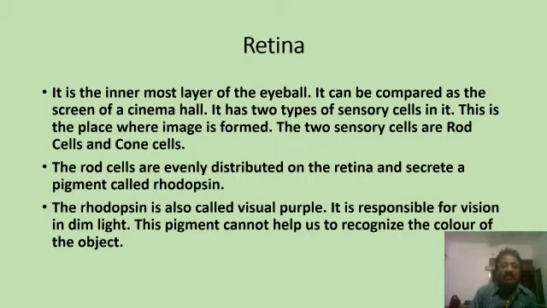The rod cells are evenly distributed on the retina and secrete a pigment called rhodopsin. The rhodopsin is also called visual purple. It is responsible for vision in dim light. This pigment cannot help us to recognize the color of the object. We get vision in black and white, and it functions in dim light.